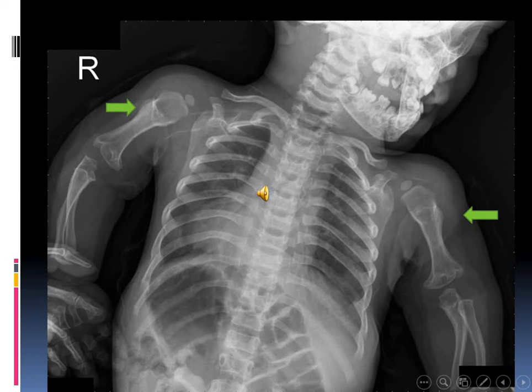Here we have another X-ray for the same condition. We can see that the abnormality is in the humerus and in the bones of the upper limbs as a whole. The abnormality is broadening of the bones and shortening in their length. So there is a short stature as a result.